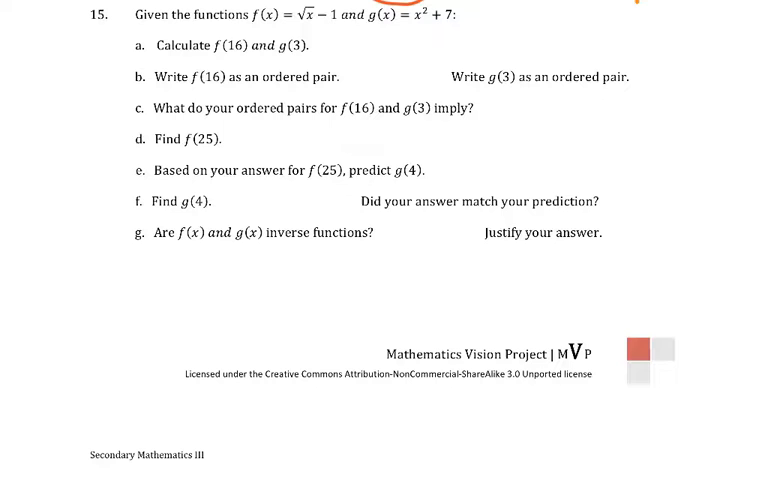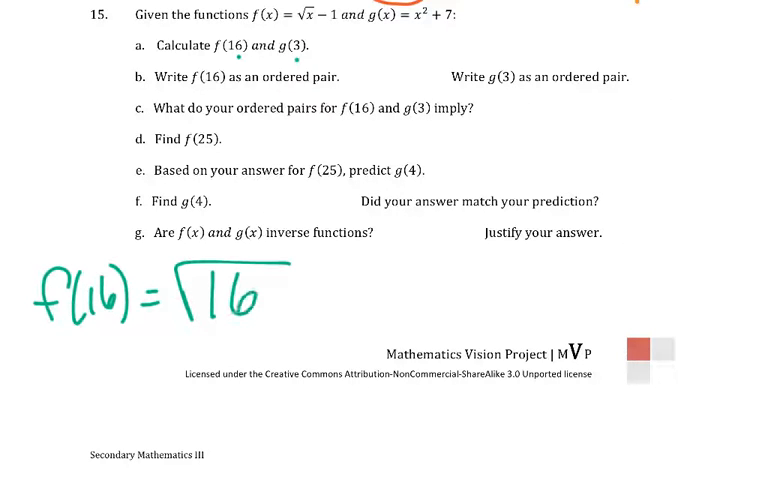Okay, now 15, it says, given the function f of x equals square root of x minus 1 and g of x equals x squared plus 7, first let's calculate these numbers. Okay, so f of 16, we would just put 16 in for x, so square root of 16 minus 1, square root of 16 would give us 4, 4 minus 1 would give us 3.